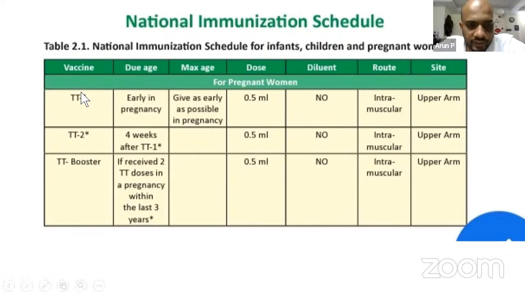When we were studying, the first dose used to be at 20 and 24 weeks, but now it is no more like that. As early in the pregnancy, give the first dose of TD, and 4 weeks after that, give the second dose of TD, and the booster dose if she gets pregnant again within 3 years.